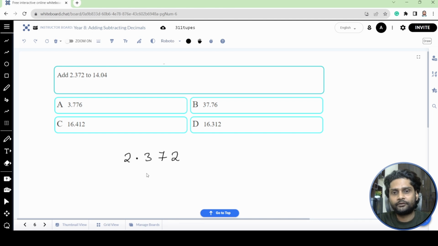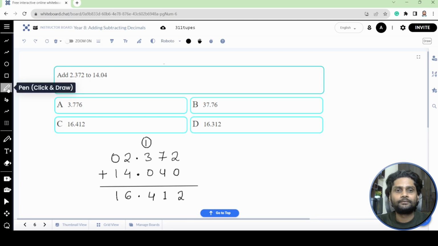Same thing we need to follow. We need to line up the decimal, rewrite the numbers, aligning their place values. Also we have to fill vacant places with zeros, and then we can perform addition. That gives you 11, carry over 1. It's 4, 6, 1, so 16.412. So we can consider C option is correct. Let's move to the next question.